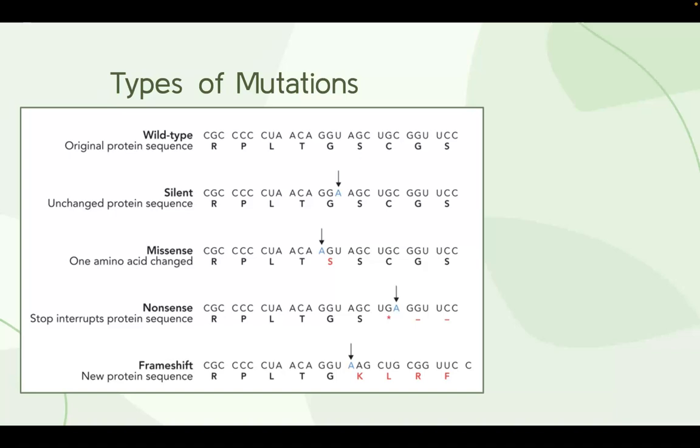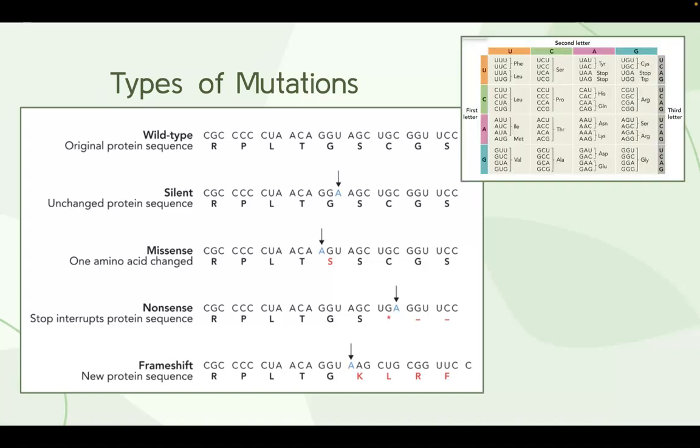So our first type of mutation is a silent mutation. This is when one nucleotide base is changed, but it still codes for the amino acid. As we can see, the 5th codon over in the wild type is GGU, while in the silent sequence it is GGA. But if we look at our little diagram over to the right, it both codes for glycine. So there isn't a change in the amino acid, so the protein will not change either.